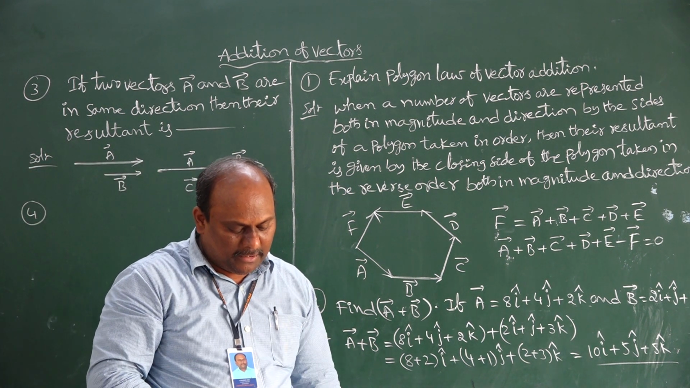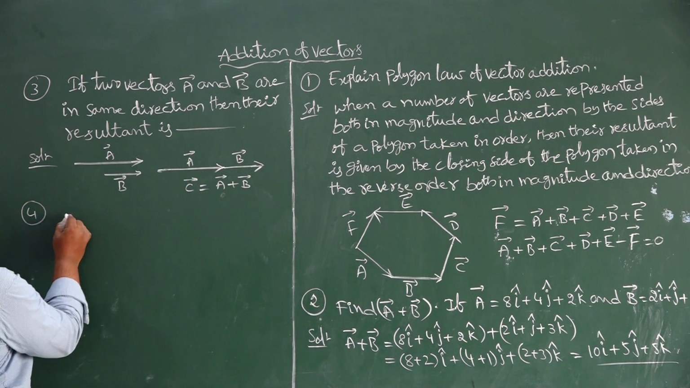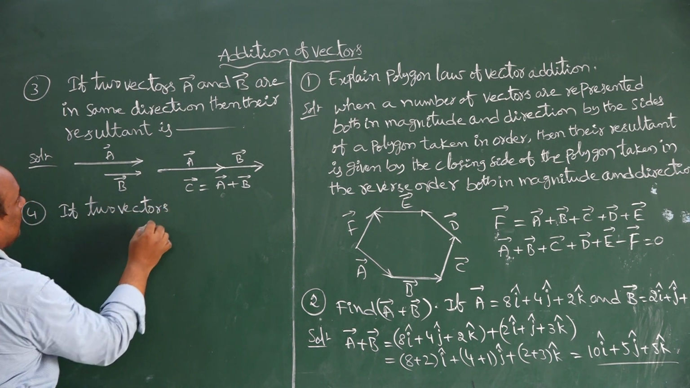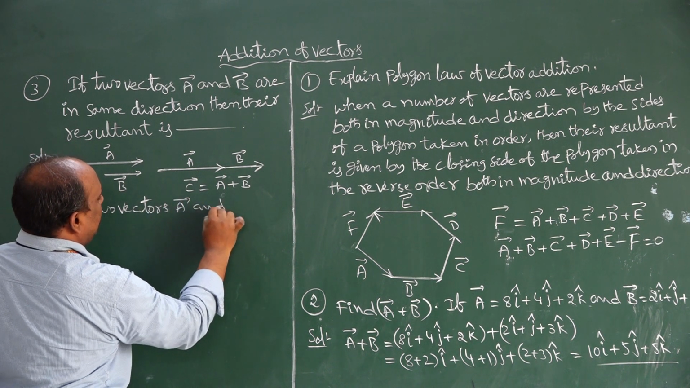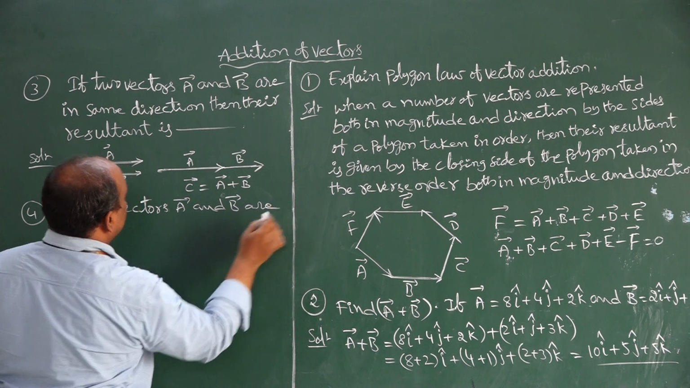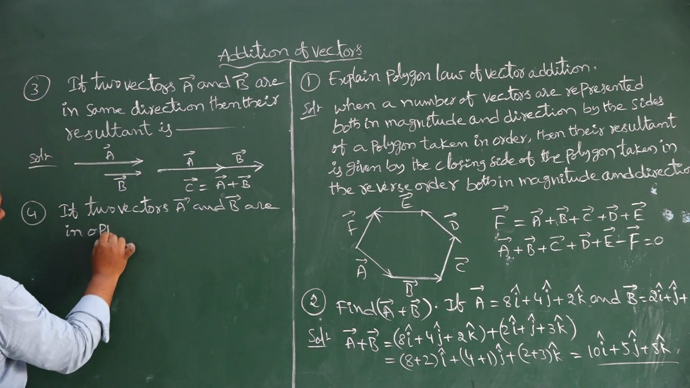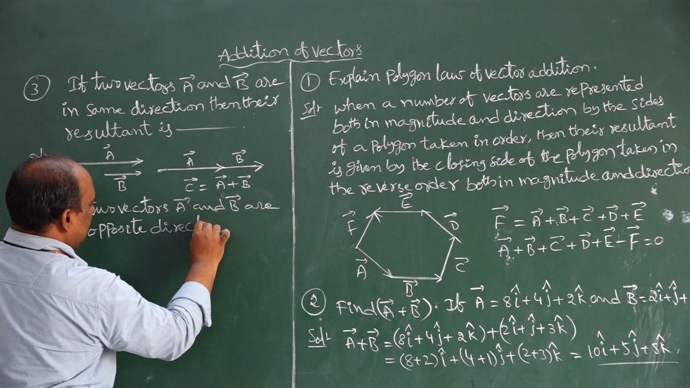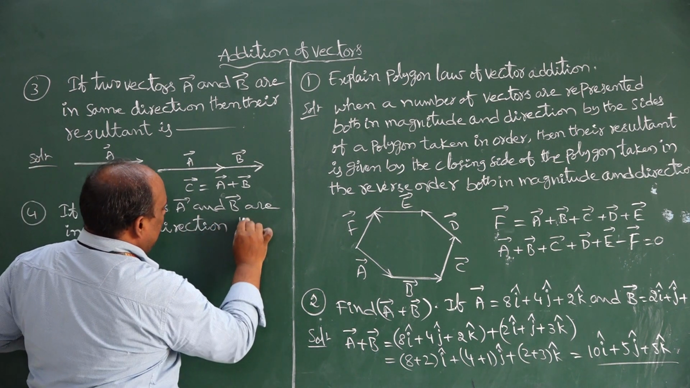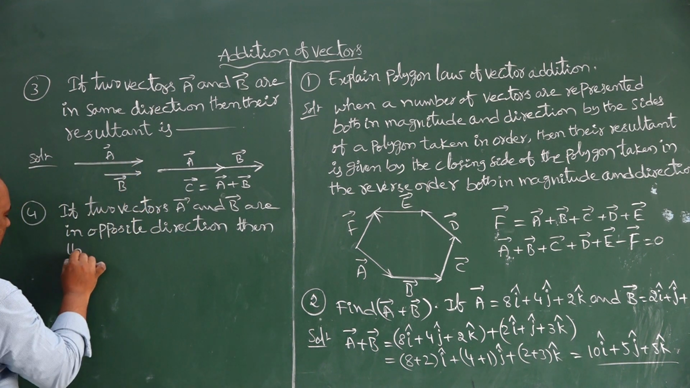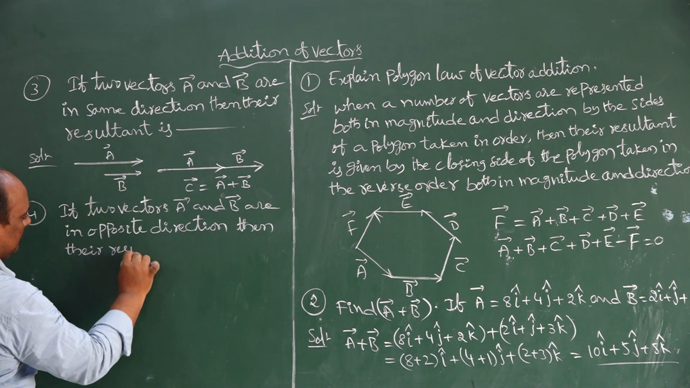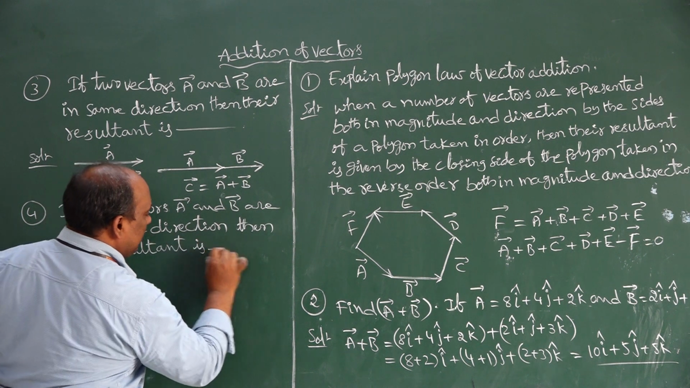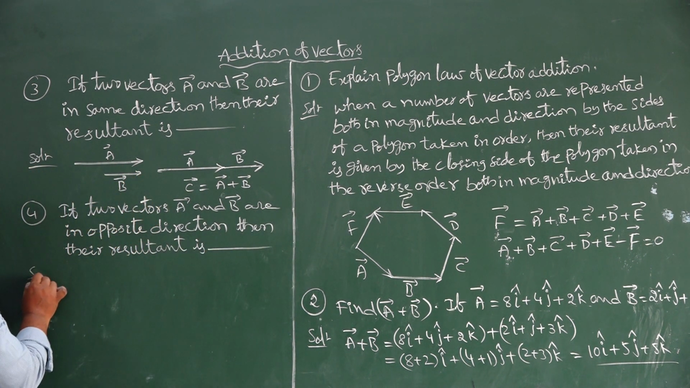If two vectors A bar and B bar are in opposite direction, then the resultant is dash. Okay, now the solution for this one.